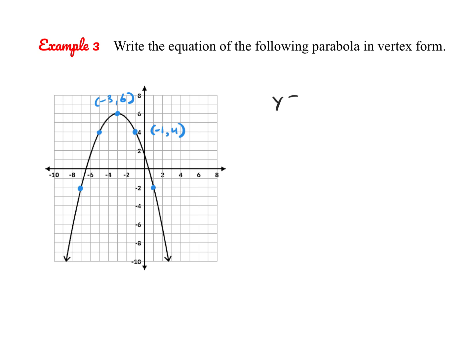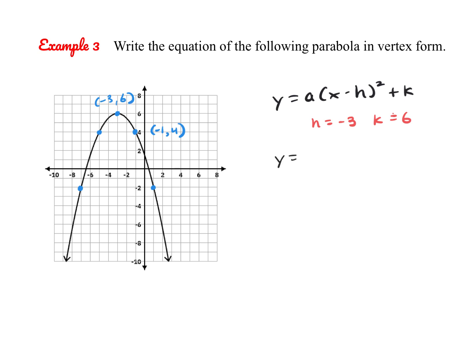So the reason why we need an extra point is because our vertex will tell us h, k, but we need to figure out what our a value is. There's an infinite number of parabolas that go through this vertex. So by plugging in another point, we'll be able to find the a value that gives us this exact graph. So again, I can see that h is -3 and k is 6. That's from my vertex, -3, 6.